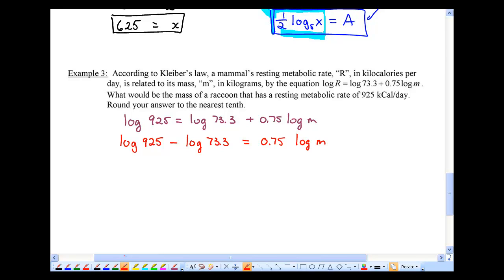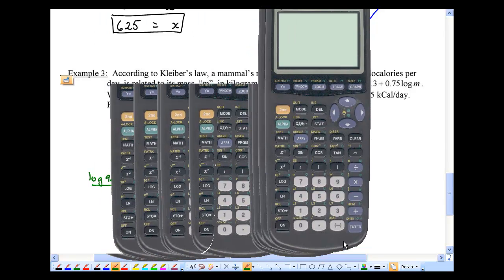What can I do with this? Well, there's plenty of ways you can do this one. I'm going to just pretend it's like algebra. So the next step I'm going to do now is divide by 0.75. I'm just going to pretend this is all algebra, which it is, and do it that way, where I'm going to divide by 0.75, and that equals log m. Okay, you can calculate that right now if you wish, and maybe I should, just makes it a little bit easier.